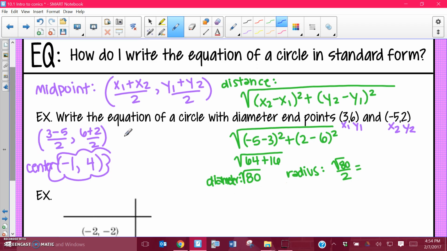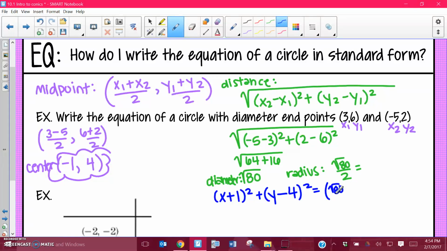So when I finally plug in all the information that I know, I'm going to have x, remember it's minus a negative, so we'd have plus 1, y minus 4, because that was my center. And then I need to find r squared. So I'm going to go ahead and take square root of 80 over 2 squared. Now when you square a square root, that goes away. So I'm left with 80 over 4, and 80 over 4 is equivalent to 20. So you could either write it as the square root of 80 over 2 squared, or you could just write that as 20. Okay, and so that's how you'd figure this one out. You need 2 different formulas, and then you have to plug it into your circles equation.